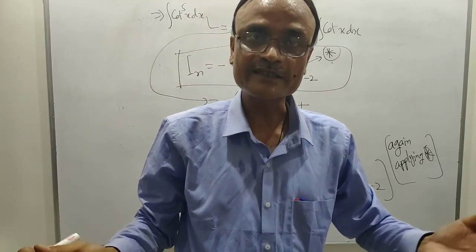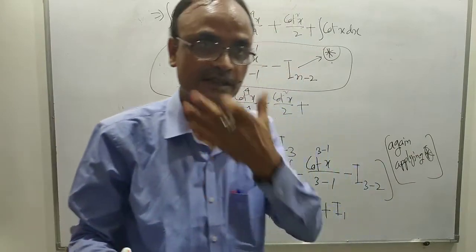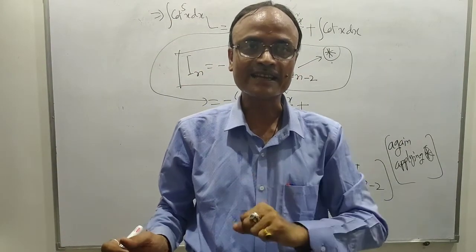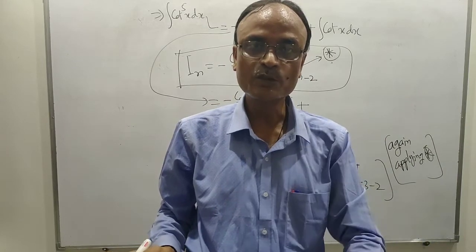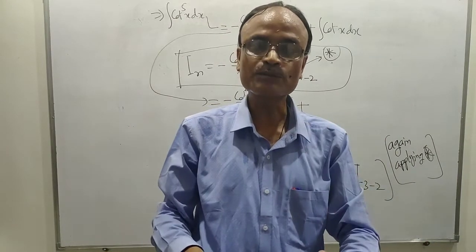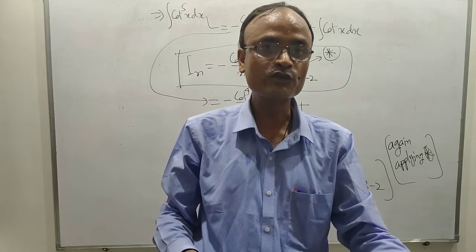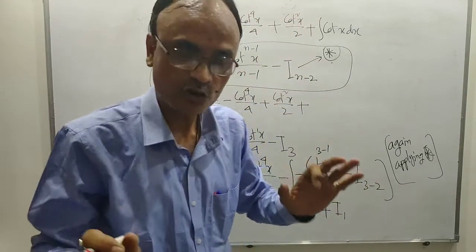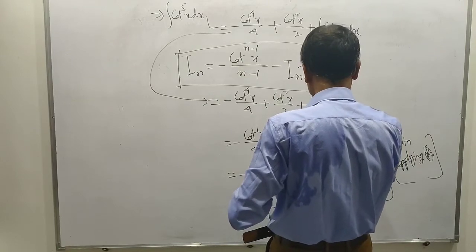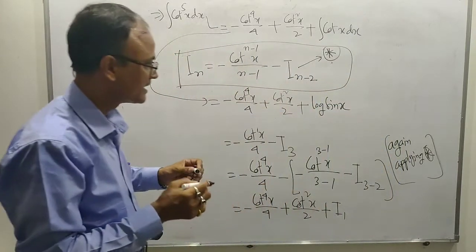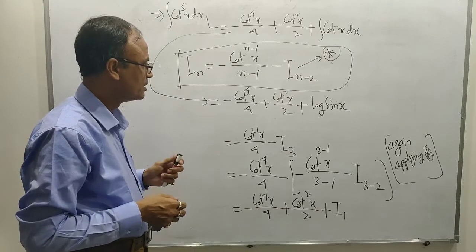Integration of cot x is log of sin x. Cot x can be written as cos x by sin x. Numerator is cos x, denominator sin x. Differentiation of the denominator sin x is equal to the numerator. Therefore, the answer is log of the denominator. The answer will be log of sin x. You have already got this in higher secondary level.